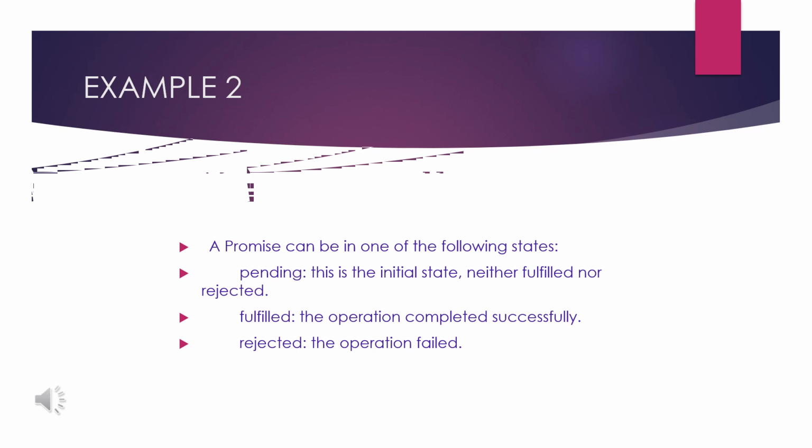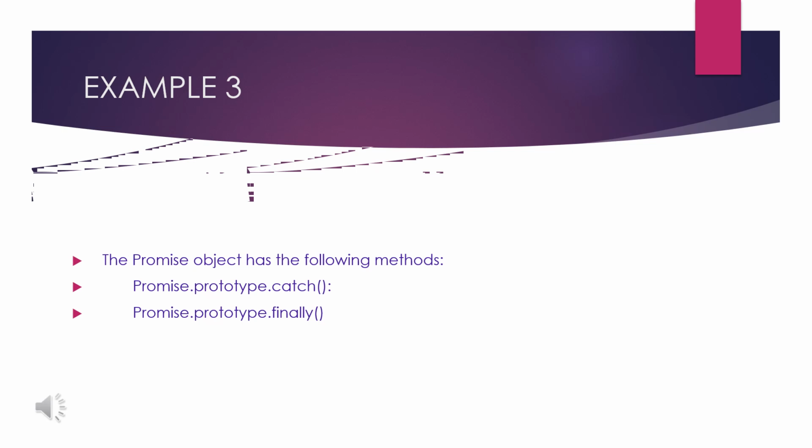So in a promise we have three states. One is pending, one is fulfilled, another one is rejected. Pending is when it is in the initial state. Fulfilled means its execution is completed. Rejected means any error occurs, any exception occurs, or any failures will be called the rejected state. So those are the states.